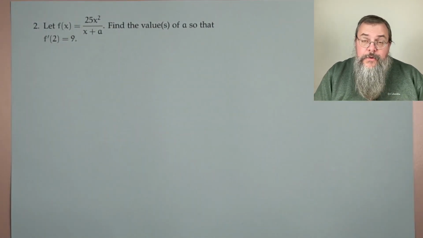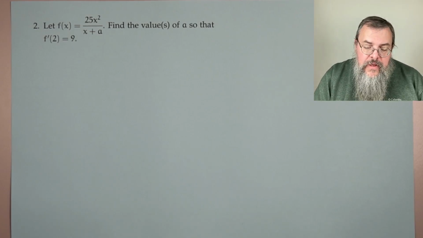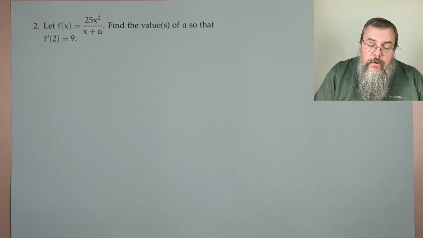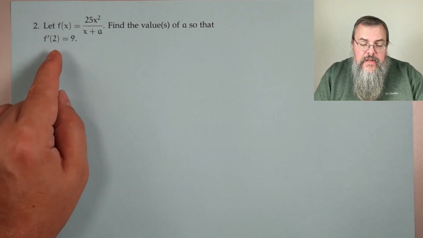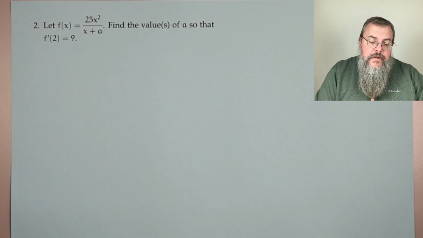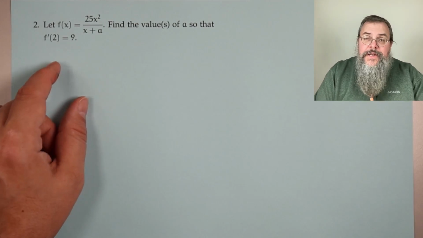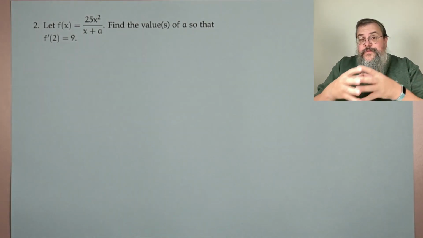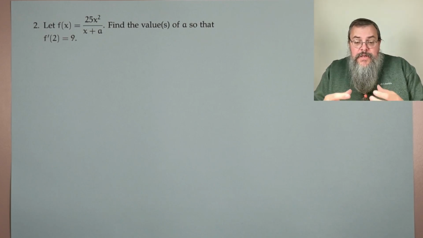Let f of x equal 25x squared divided by x plus a. We're asked to find the value, or possibly values, of a, so that when we take the derivative at 2, we get 9. Well, what should we do? Probably we should ask what the derivative is. If I want the derivative at 2, first find the derivative in general, and then plug in 2.